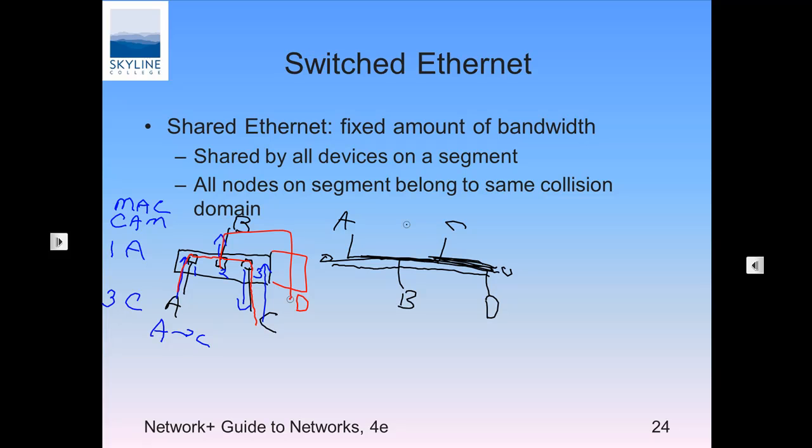Now, having said that, here we see everything. How many collision domains do we have here? Bingo. Every port's a collision domain.